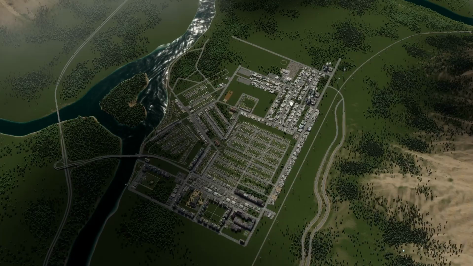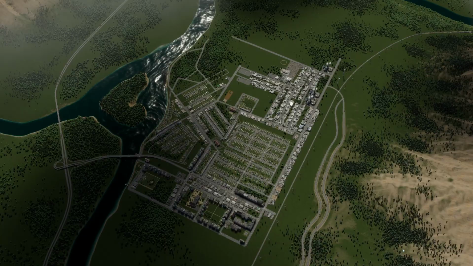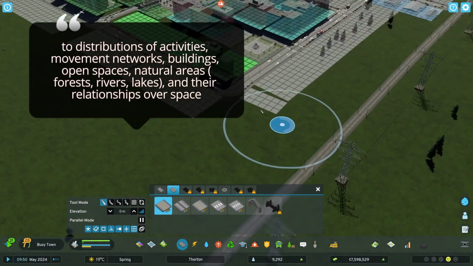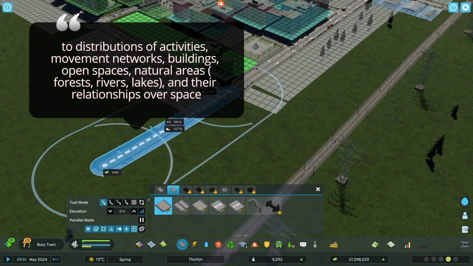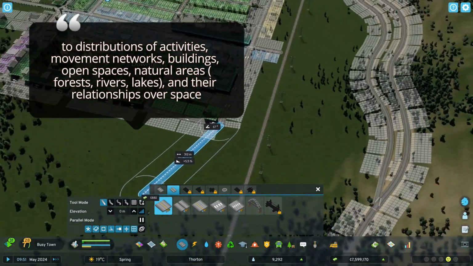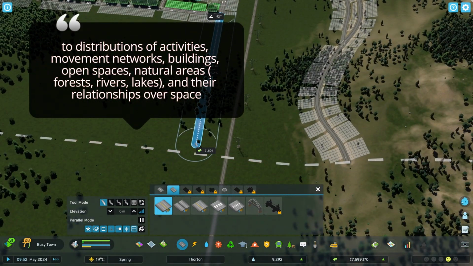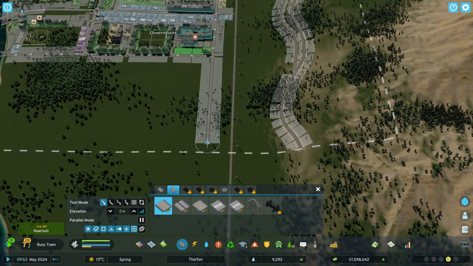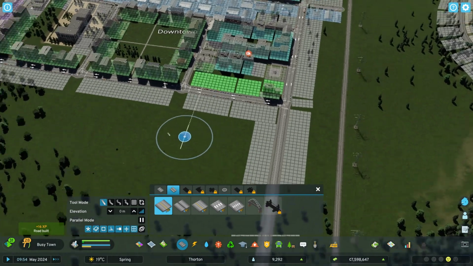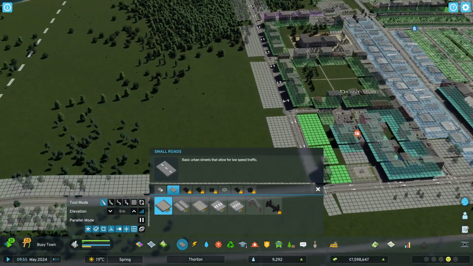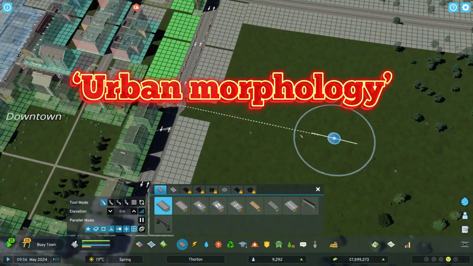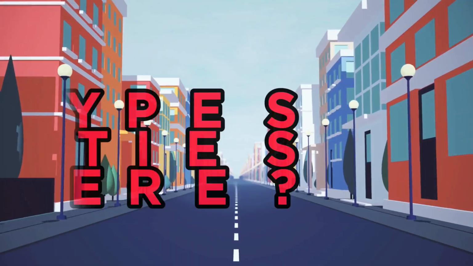What is urban structure and why is it so significant? Urban structure relates to the distribution of activities, movement networks, buildings, open spaces, natural areas, and their relationships over space, generating specific urban patterns for different urban areas. Transport and land uses are core determinants of an urban structure. Urban morphology is an important term to explain the urban structure.